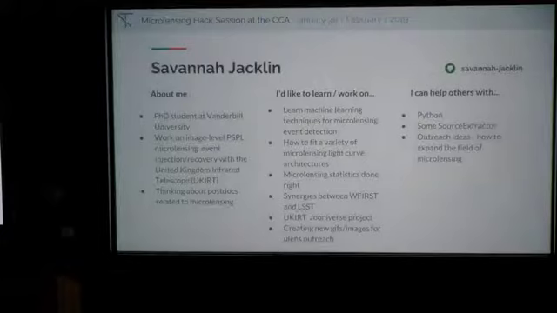In particular, though, I'm interested in the UCURT Zooniverse project, and also the idea of creating new GIFs or images from microlensing outreach in general. And what I can hopefully offer to you all is some help with Python, some really janky work with Source Extractor, and otherwise some outreach ideas to help expand the field of microlensing, particularly from the ground up.